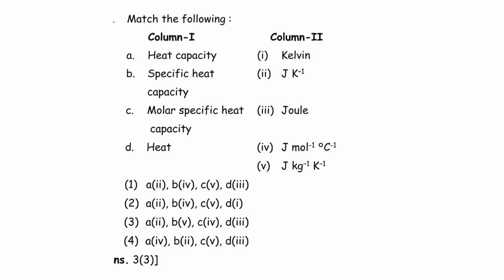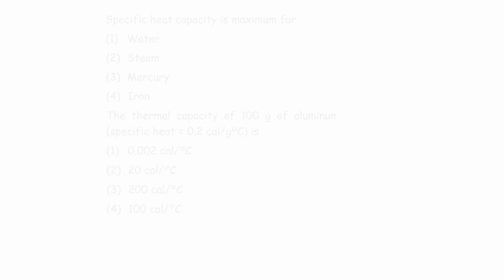Here is a match the following question. Choose the correct option. Heat capacity SI unit is joule per Kelvin, specific heat capacity is joule per kg Kelvin, molar specific heat capacity is joule per mole Kelvin, and heat is joules. The correct option for this question is option number 3. Just choose the correct SI units.